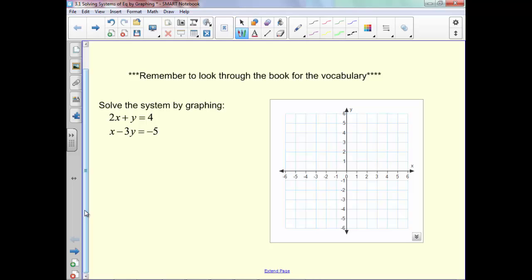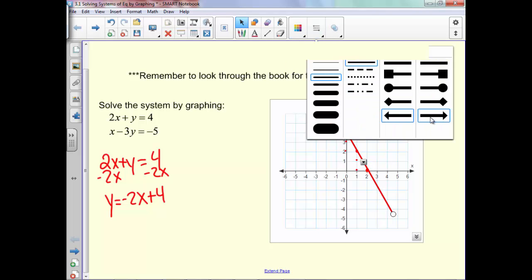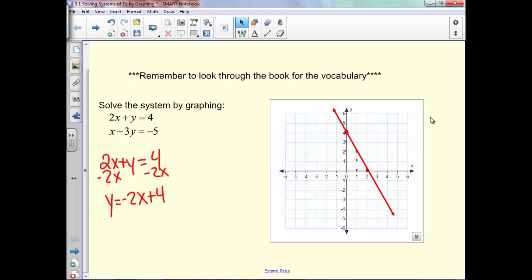So I'm going to start with this first one and get our y by itself. And so now remember, that means the y-intercept is 4 and our slope is negative 2 or negative 2 over 1. So down 2 over 1, we'd have our line right there. So we've got that graph.